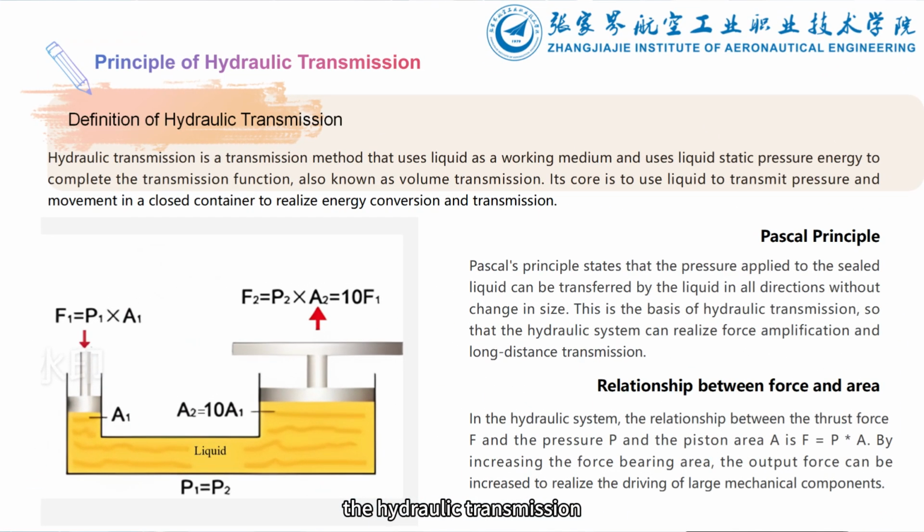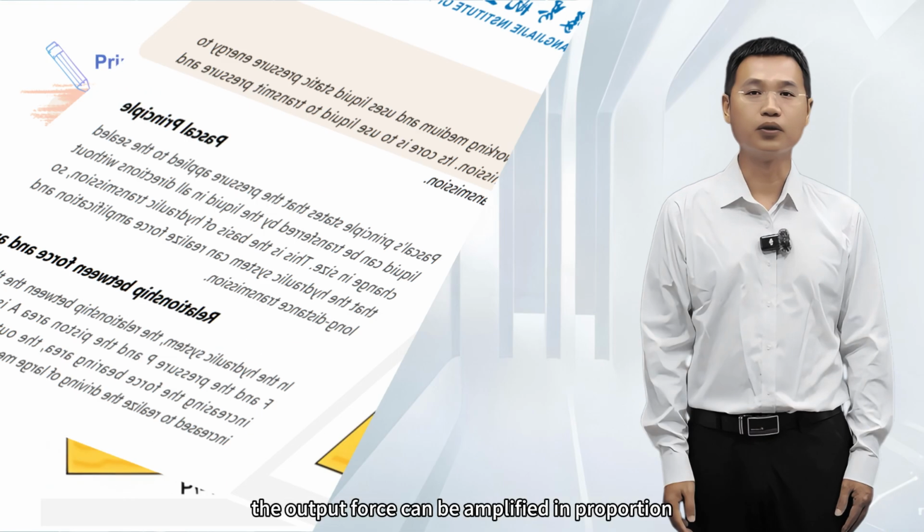The hydraulic transmission uses liquid as the working medium and uses liquid static pressure energy to realize power transmission, also known as volume transmission. The basis is the Pascal principle. The pressure energy on the sealed liquid is equivalent to the transmission in all directions. By increasing the area of action, the output force can be amplified in proportion.